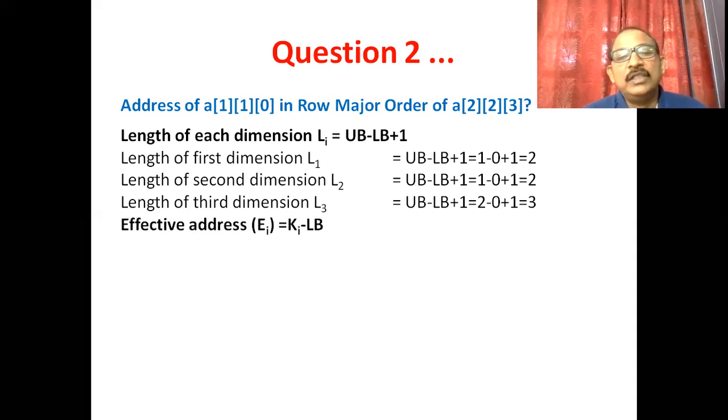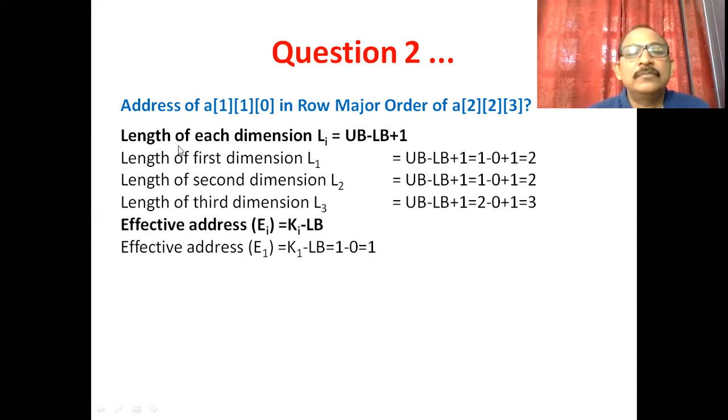Effective address Ei is Ki minus LB. So E1 is K1 minus LB. What is the K1? K1 here you can see 1 minus 0. Here Ki, and what is the i? i is 1. Okay, i is 1. So 1 minus 0, and the lower bound for our first dimension is 0. So K1 minus LB, 1 minus 0, is equal to 1.